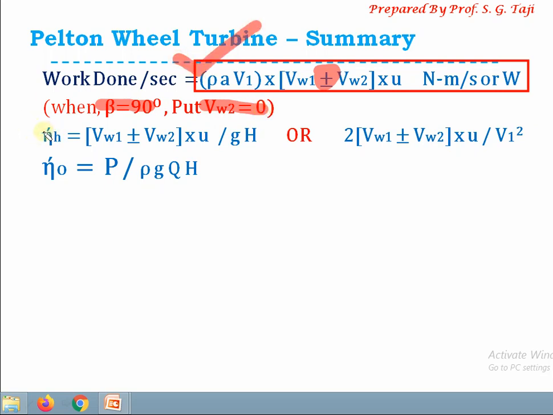Next is the hydraulic efficiency, which can be computed by either this equation, (vw1 plus minus vw2) multiplied by u divided by gH, or twice (vw1 plus minus vw2) multiplied by u divided by v1 square. Again, overall efficiency is given by shaft power P divided by water power, that is given by rho g Q H.